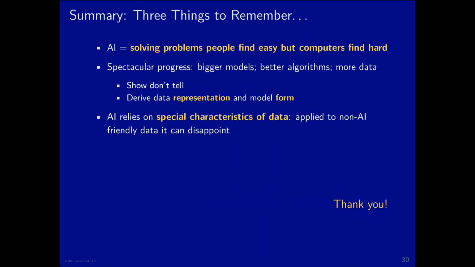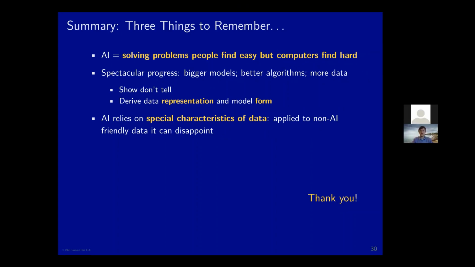So to summarize, I think there are three things that I'd like you to remember out of this talk. Firstly is that artificial intelligence, when you hear that buzzword, it's a problem domain. It's about solving problems that people find easy, but computers find hard. We've made spectacular progress in AI over the last 10 plus years through bigger models, better algorithms, and more data.